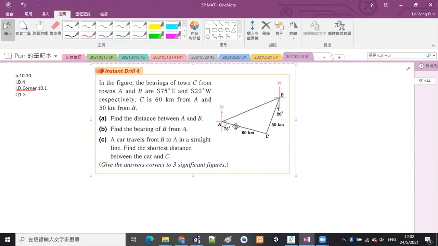So, part A, find the distance between A and B. The distance between A and B means the length of AB. AB belongs to which triangle? This is a stupid question because there is only one triangle in the diagram, right? So AB belongs to triangle ABC. What information do we have in triangle ABC? We have 60 km, we have 50 km. So we have 2 pieces of information. So we need one more. It's probably an angle.